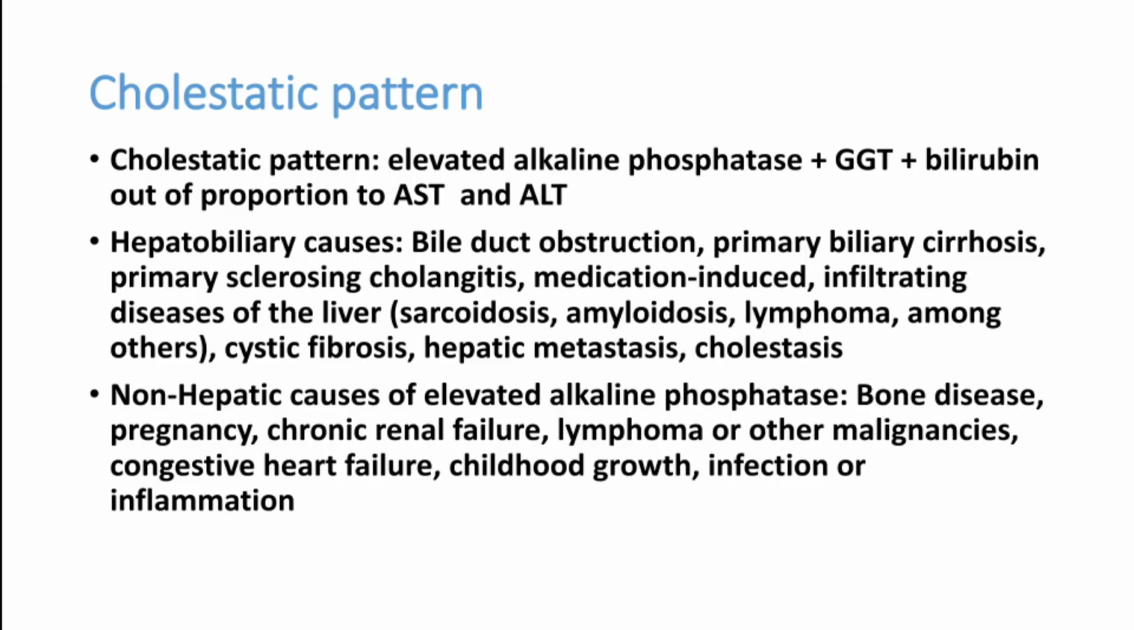Other than bone diseases, pregnancy, chronic renal failure, lymphoma, other malignancies, congestive heart failure, childhood growth deformities, infections, inflammation, so many conditions also can produce elevated alkaline phosphatase. So remember, if the liver is injured and alkaline phosphatase is elevated, then you have to suspect obstructive jaundice, and if liver enzymes are very high and alkaline phosphatase is elevated, then there is obstructive phase of hepatocellular jaundice.